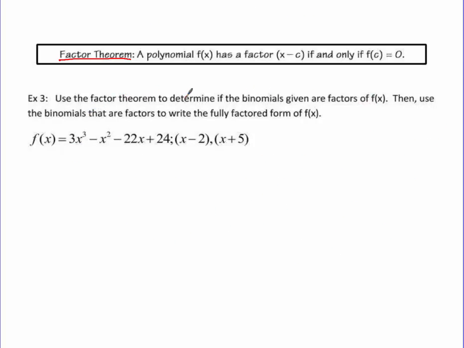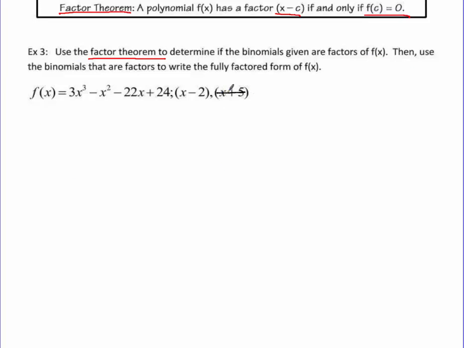We're going to use the factor theorem to determine if these binomials given are factors of f of x, and then we're going to use the binomials that are factors to write the fully factored form of f of x. So just keep it simple. It says use the factor theorem. Well, the factor theorem says that a polynomial has a factor x minus c if and only if f of c equals 0. So we're determining if this and this are factors. Right, so I notice in your notes you don't have x plus 5 here, and I do. So I'm going to change it to x plus 3, which is what you have.